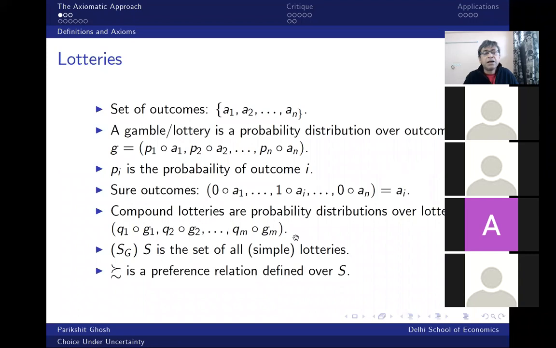Now, we can make a distinction between simple lotteries and compound lotteries. Okay, what's a simple lottery? A simple lottery is a probability distribution over the outcomes themselves. What's a compound lottery? The compound lottery is a probability distribution over lotteries. With probability Q1, you will get the lottery G1, with probability Q2, G2, and so on and so forth.